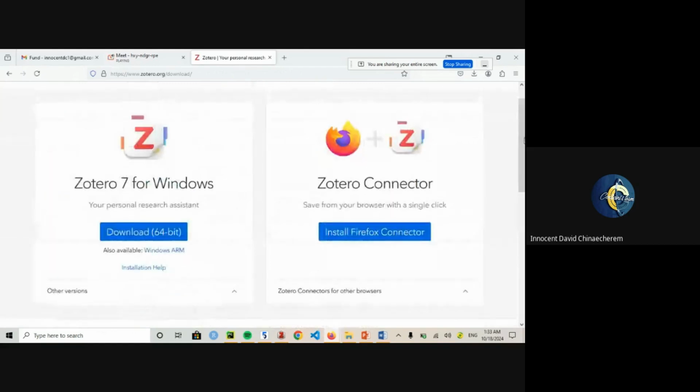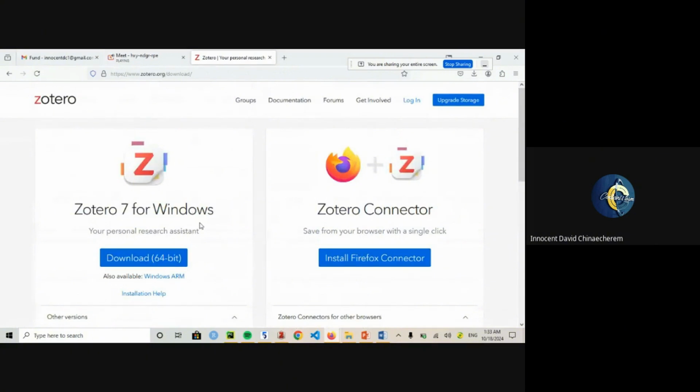Now the next thing you need to do is, whether you're using Chrome or Firefox, after downloading your Zotero, you need to download a connector. Right? So the Zotero connector is what is going to help in linking and syncing the citations you get from the web or from whatever search engine you're searching from down to your Zotero app.